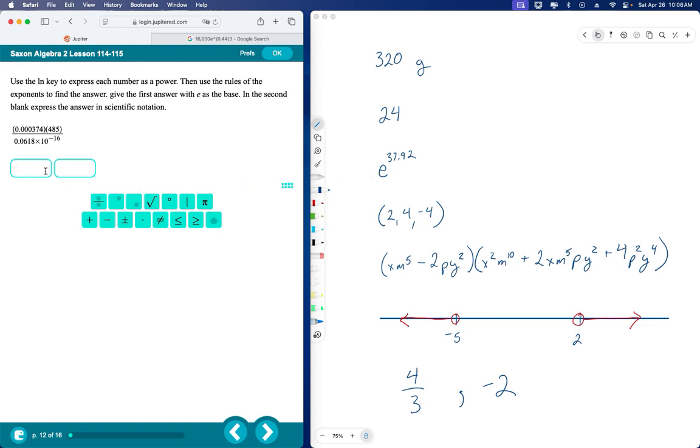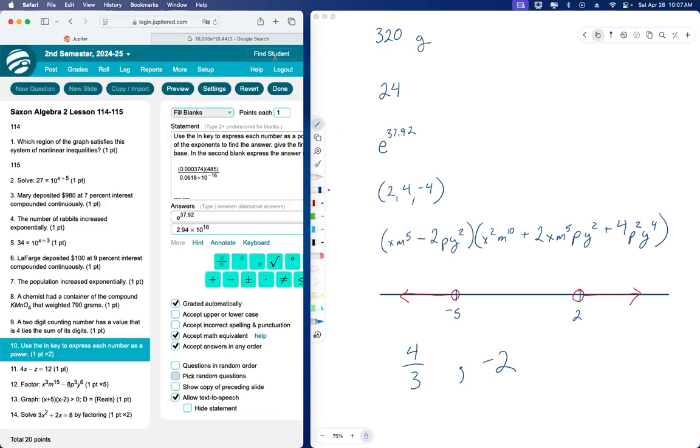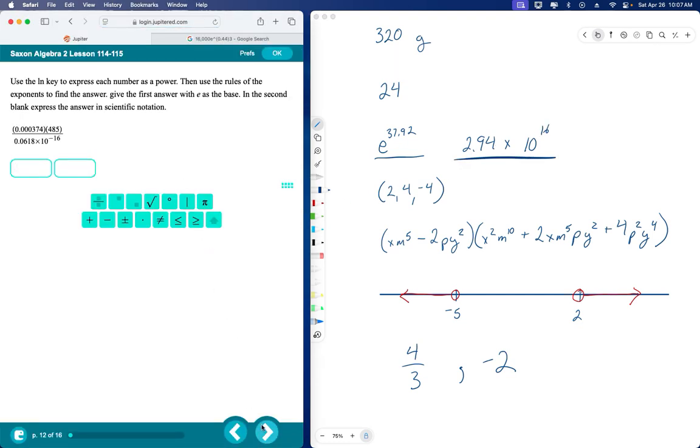All right, the next problem. Use the ln key to express all these logarithms that Miss Tracy just cannot stand. You are going to write e to the 37.92. Okay, I didn't write it all down. That's the first blank. The second blank is 2.94 times 10 to the 16. Okay. All right, that is first blank, second blank.